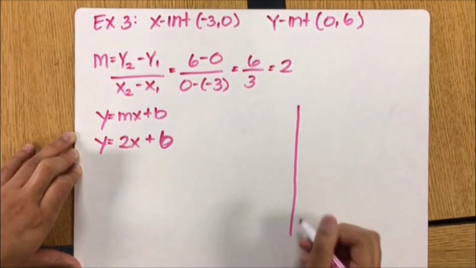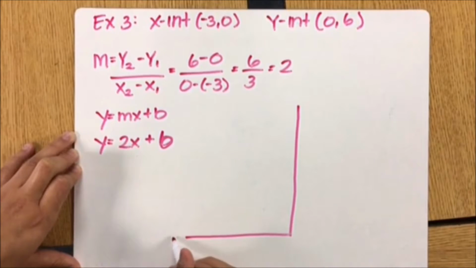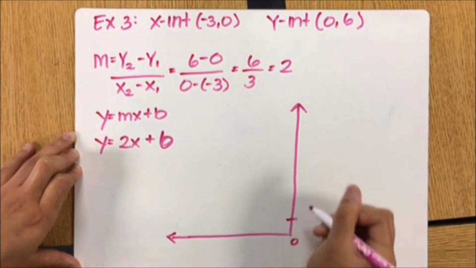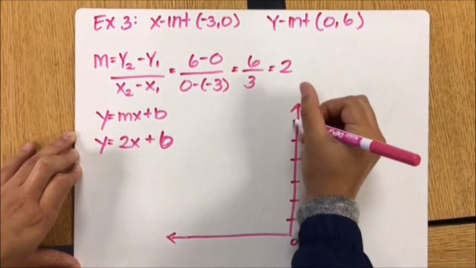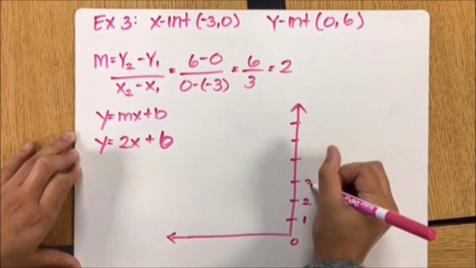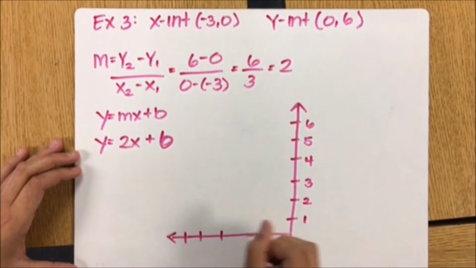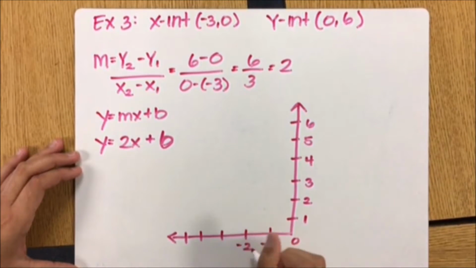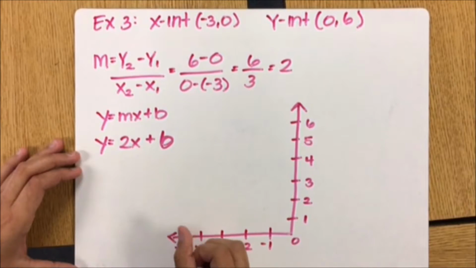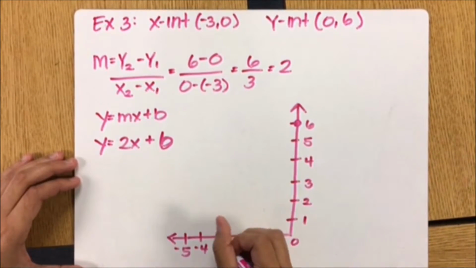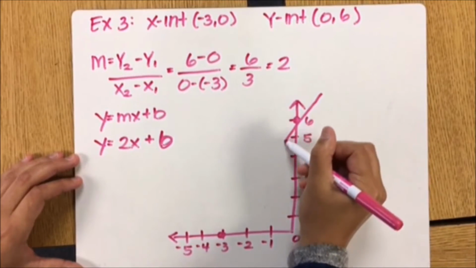So now we're going to graph, and it's very important to label your intervals, otherwise you're not going to know exactly what each coordinate is to get a more accurate graph. So we're going to plot our two coordinates and then connect them with a line for our graph.